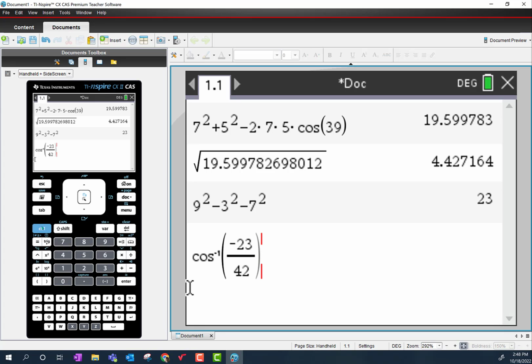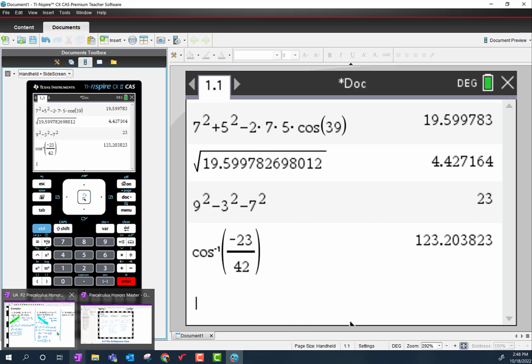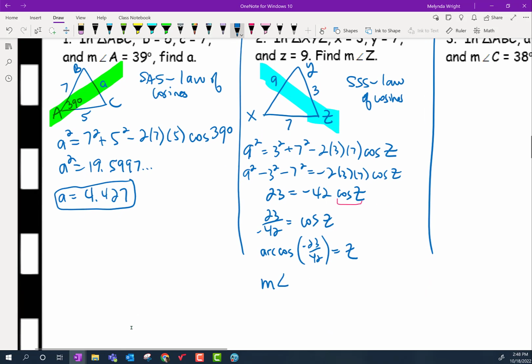Now, to get my decimal approximation, I have to hit Control Enter. And I have, oh, this was an obtuse angle. So that's very good that we used law of cosines with this one. So 123.204 degrees is what we ended up getting. So let's go back over here and put that in. So angle Z, the measure of angle Z is 123.204 degrees.